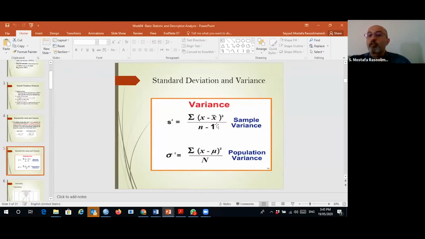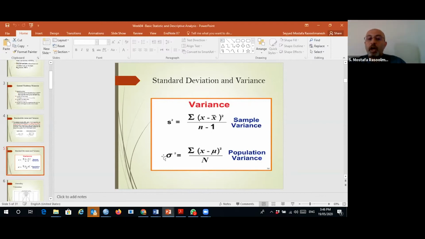This is the formula for variance. When we work with one variable, it is the summation of x minus x bar, where x bar is the mean value of our sample, to the power of 2, divided by n minus 1. This is the formula for sample variance. Variance shows the variation between different cases in our sample.